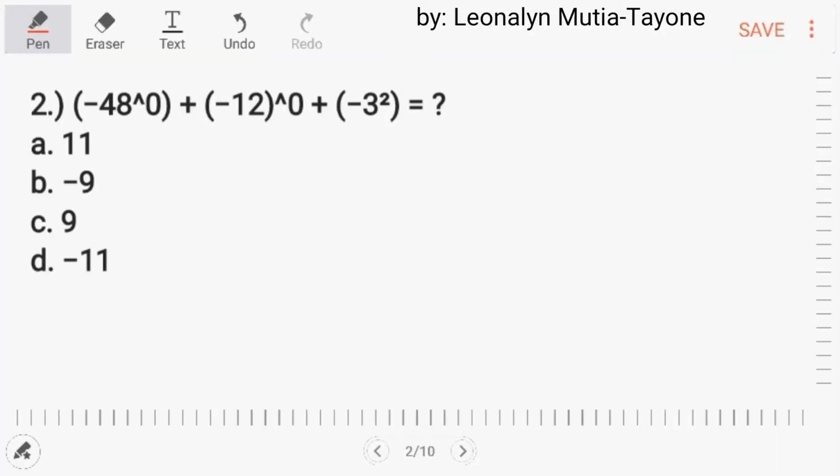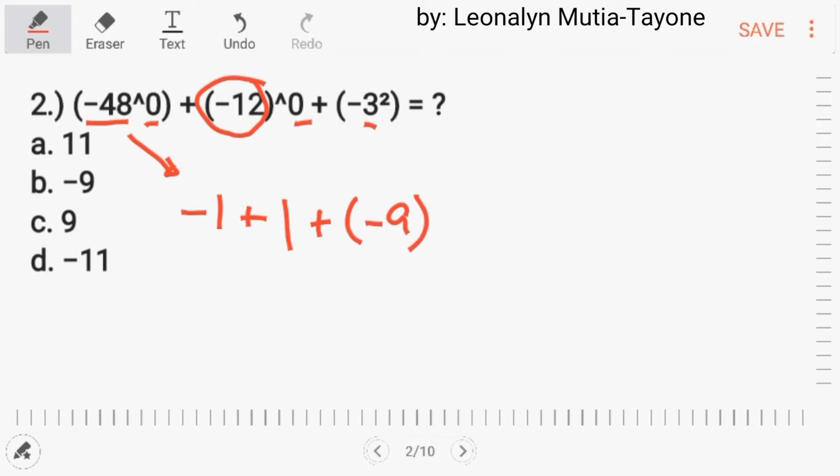Number 2. Any number raised to 0 ay equals to 1. Kaso dito, ang naka-raise dito ay yung 48 lang at hindi kasali si negative. Kasi mayroon tayong rule sa mga negative base, rule of exponents sa mga negative base. So dito, ang answer dyan ay negative 1. Plus, si negative 12, parehong ni-raise ng 0. And the answer dyan ay positive 1. Plus, ito naman, remember, ang naka-raise lang dito ay yung 3 lang. So that is negative 9.